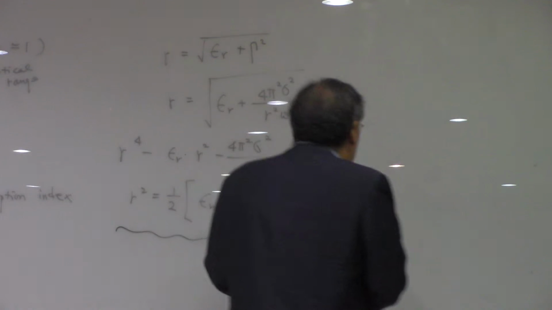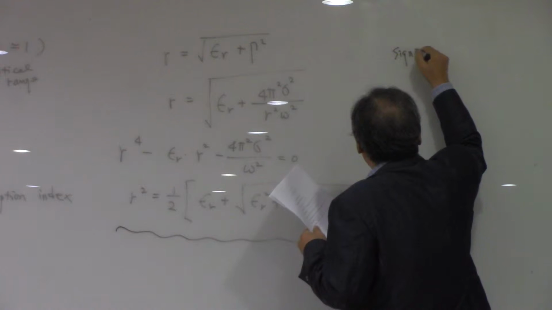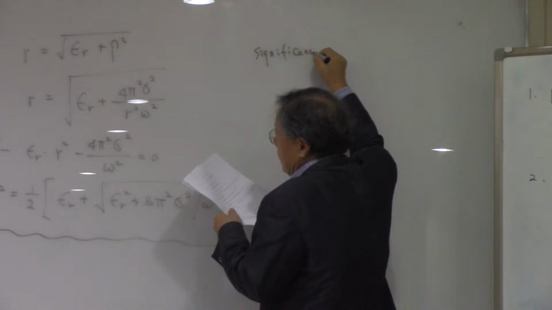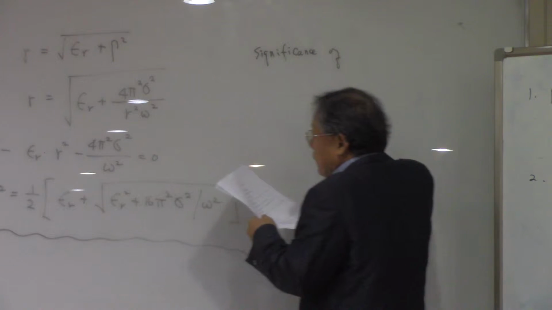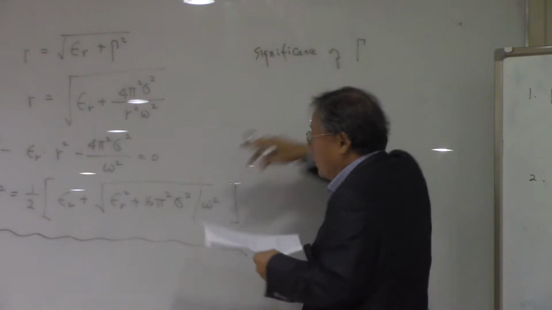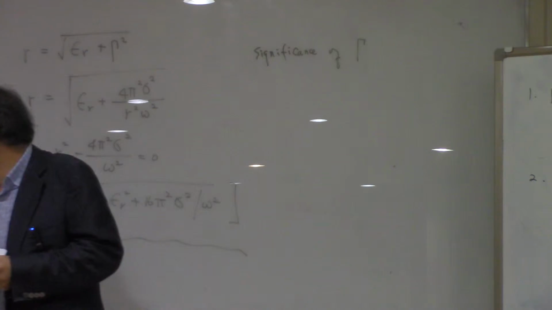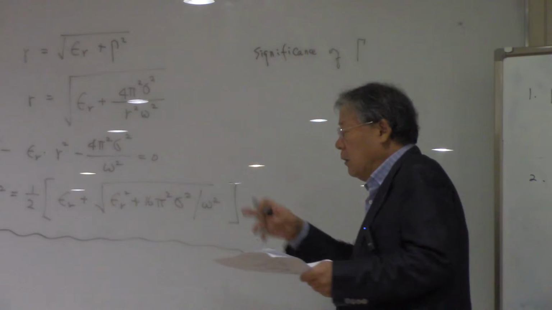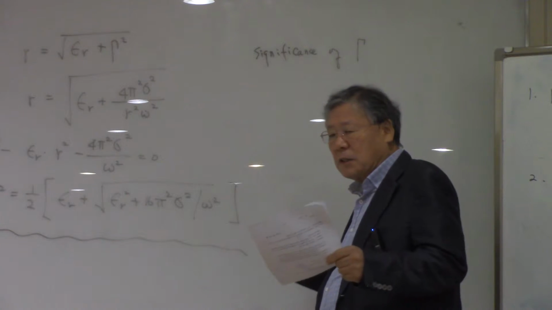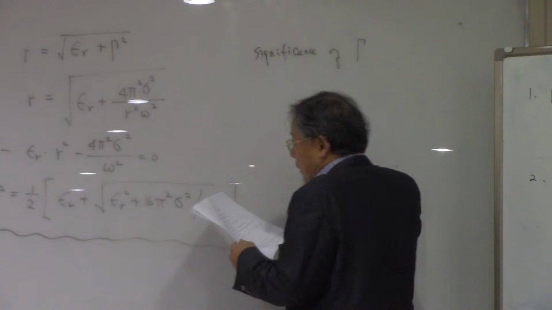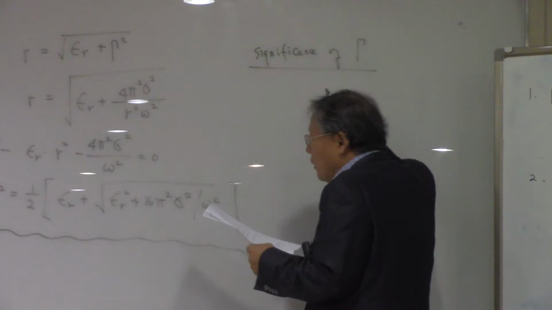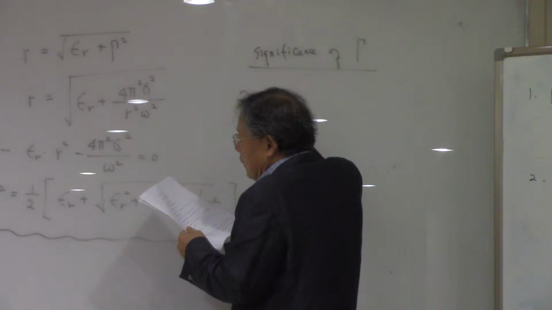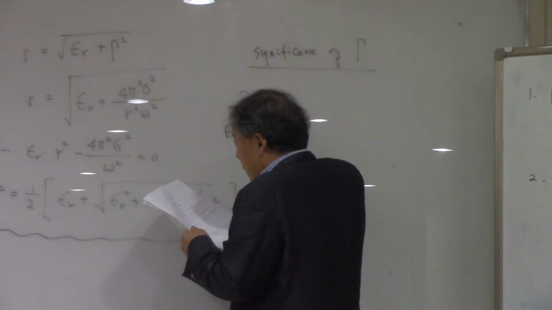Now, the significance of gamma, the absorption index. I just suddenly gave you that we can call this the absorption index when the refractive index becomes a complex number. The significance of the absorption index is just electric field decay with the distance.